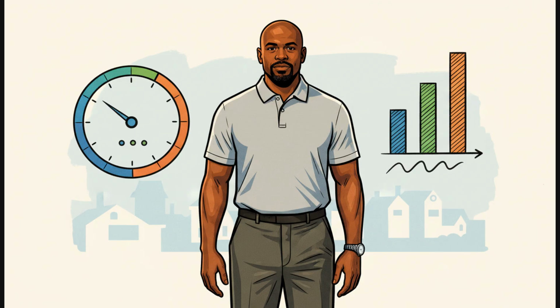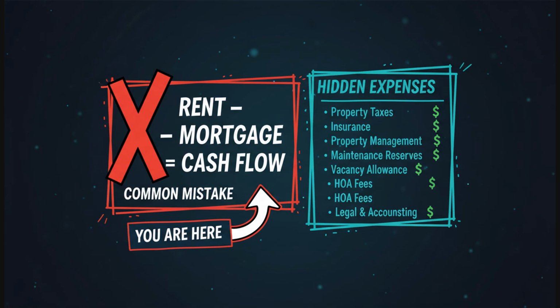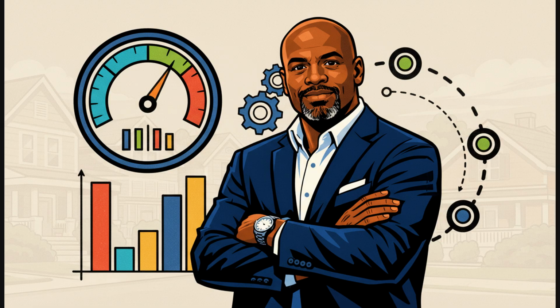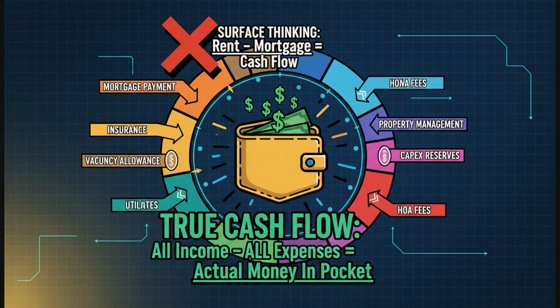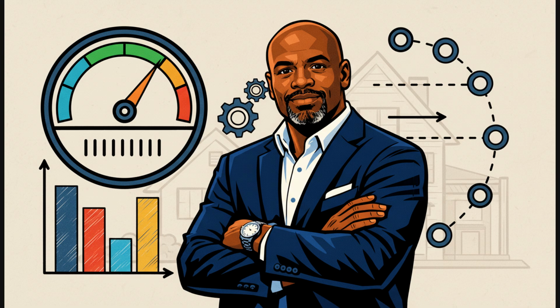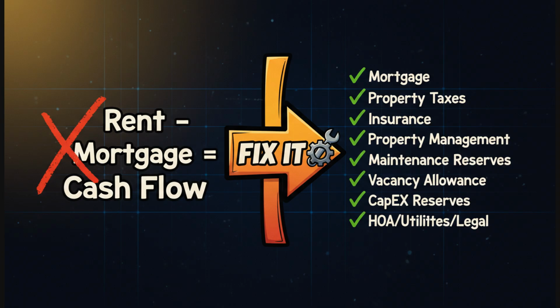So, sit back, pour yourself something. Let's get into it. Here is the first thing you need to understand. Cash flow is not rent minus mortgage. That is a dangerous oversimplification that has hurt more first-time investors than almost anything else in real estate. Cash flow is the actual money that lands in your pocket after every single expense is accounted for. And most people miss half of those expenses on their first calculation. Let's fix that right now.